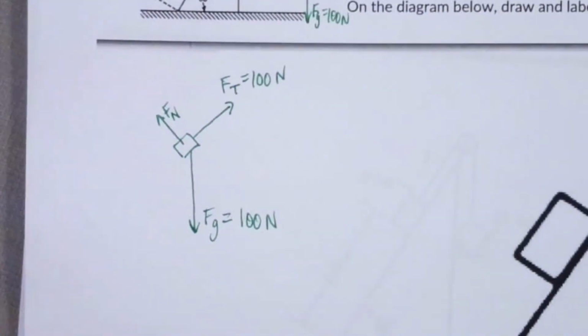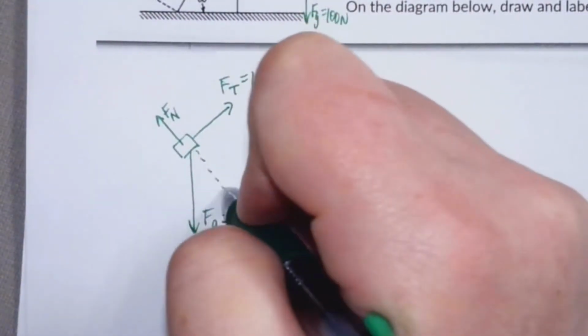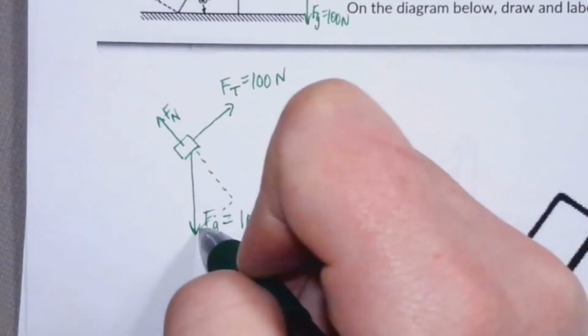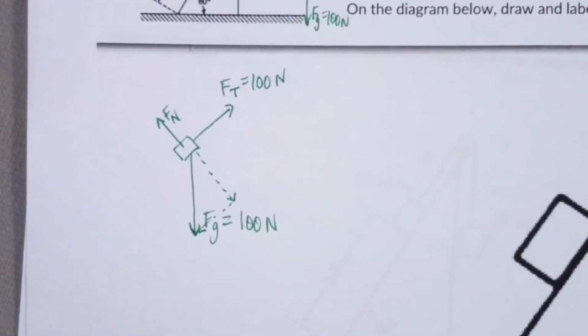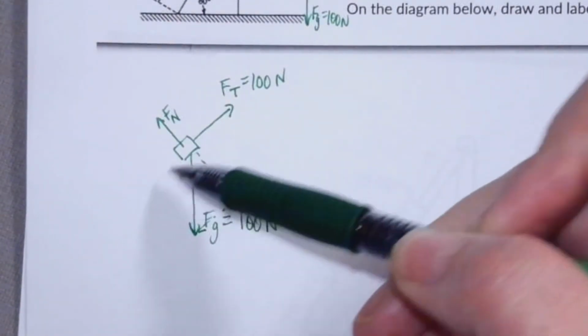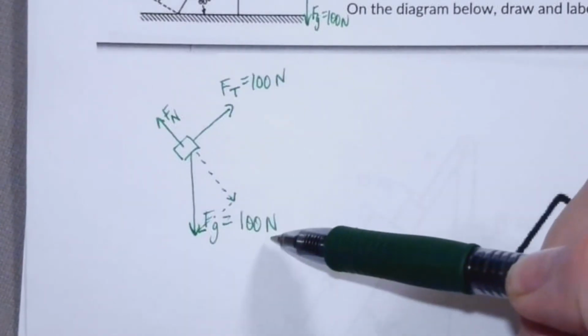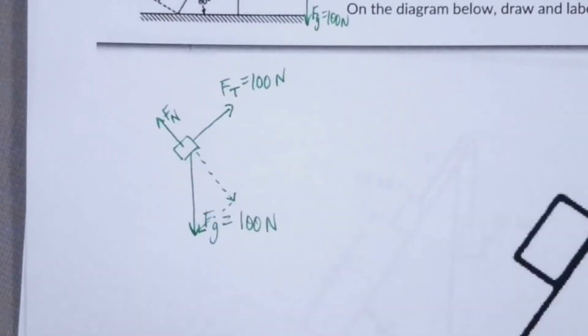Okay, and now let's think about the components, because that's going to help us. The components of force of gravity, right? So there's this component and that component. All right, so we actually know that the component of the force of gravity that's pulling it down is not going to be 100, because the force of gravity itself is 100, so there's no possible way that its component is going to be 100. So force of friction will point in this direction as well.